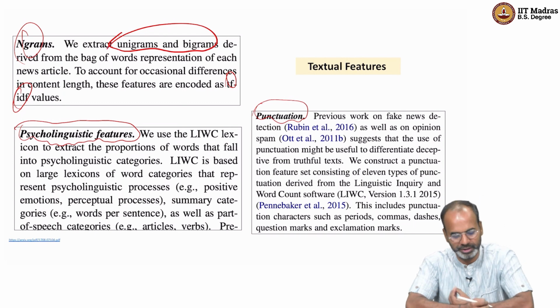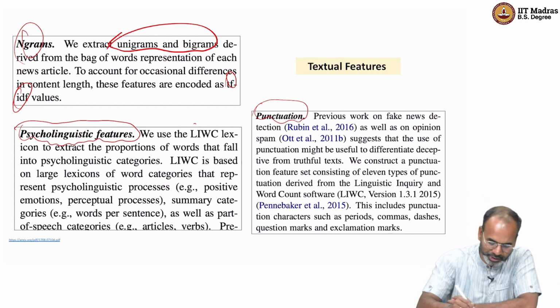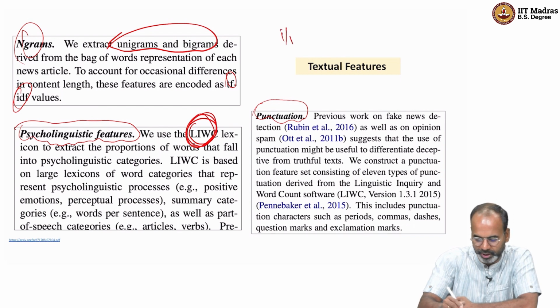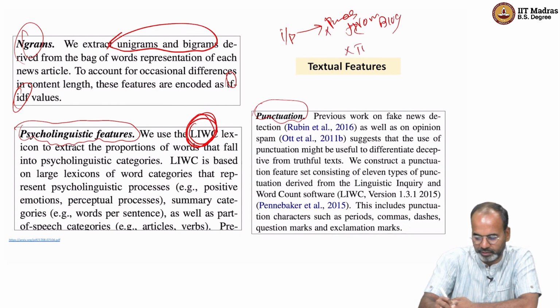Next, psycholinguistic features. We use LIWC. LIWC is a tool which takes text as input. Let's take paragraphs from a blog, or tweets, or Facebook posts, all of this.